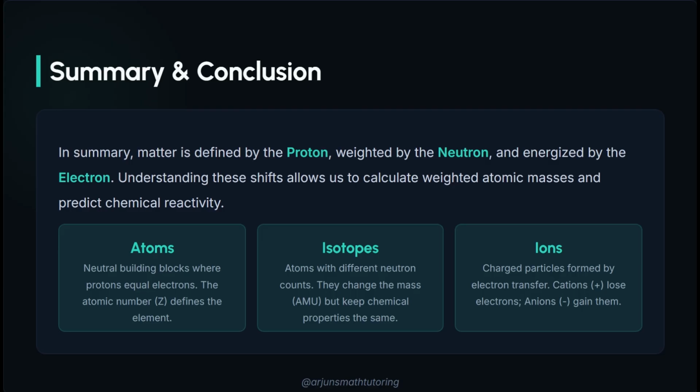Summary and conclusion. In summary, matter is defined by the proton, weighed by the neutron, and energized by the electron. Understanding these shifts allows us to calculate weighted atomic masses and predict chemical reactivity. Atoms, neutral building blocks where protons equal electrons. The atomic number Z defines the element. Isotopes, atoms with different neutron counts. They change the mass AMU but keep chemical properties the same. Ions, charged particles formed by electron transfer. Cations lose electrons and anions gain them.